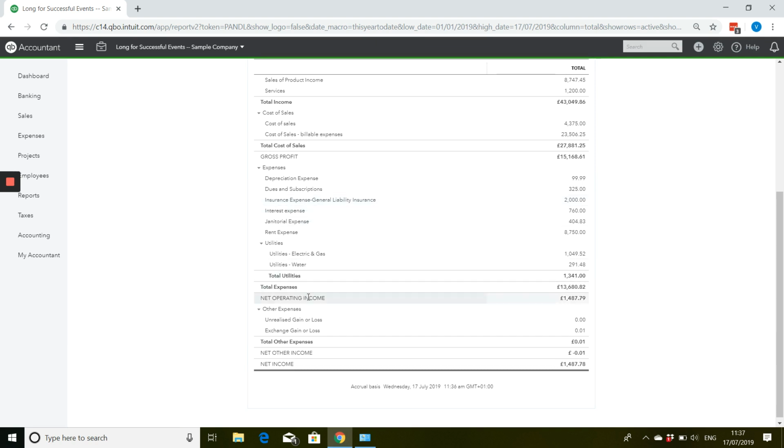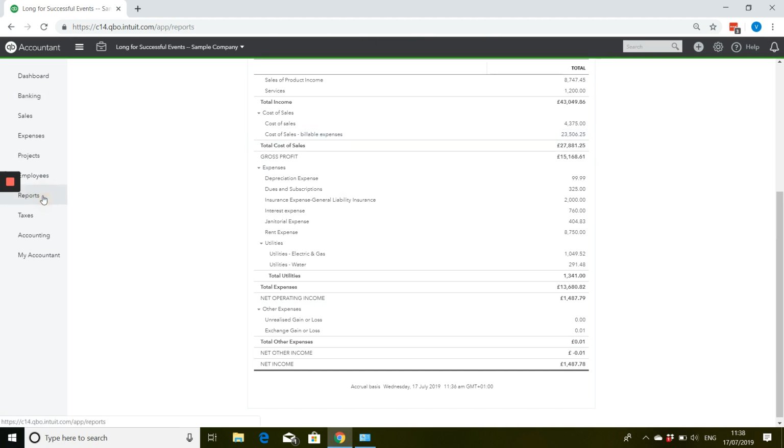So here we've got your net operating income. Now, if you work in multi-currency, you'll also have this line called exchange gain or loss. That's to do with how the exchange rate changes, and that's calculated automatically. And then you have net income. You can see that figure there, the 1487, that's the same figure that we had on the dashboard at the beginning.